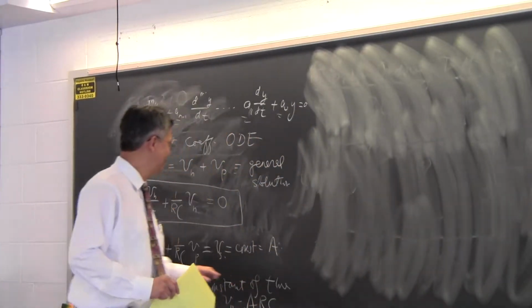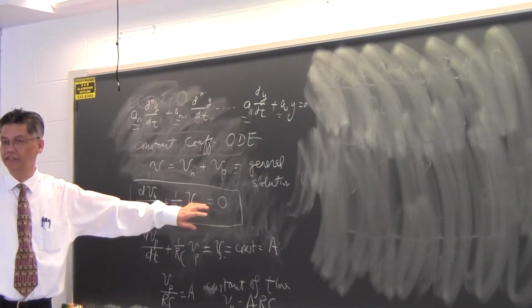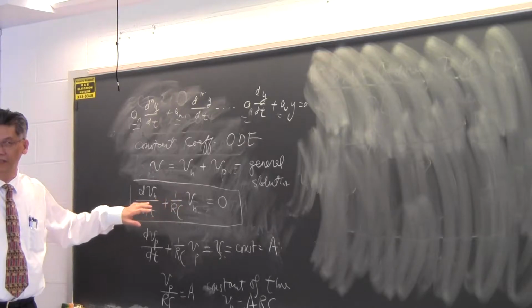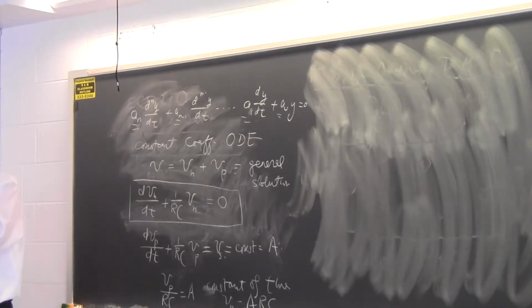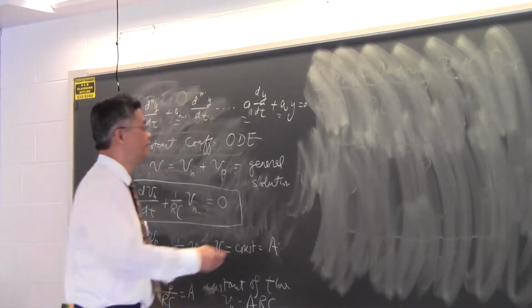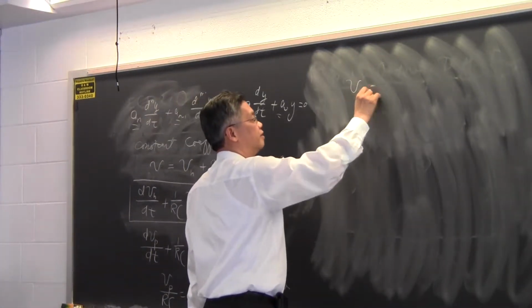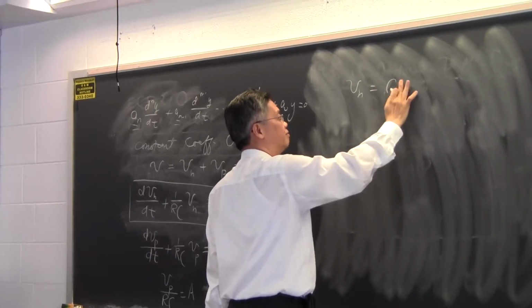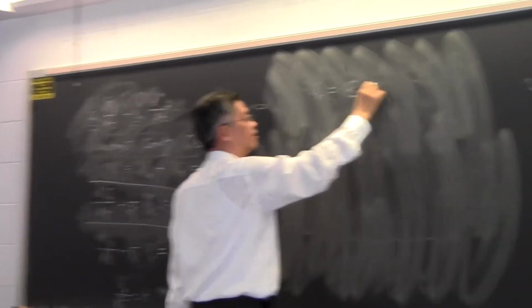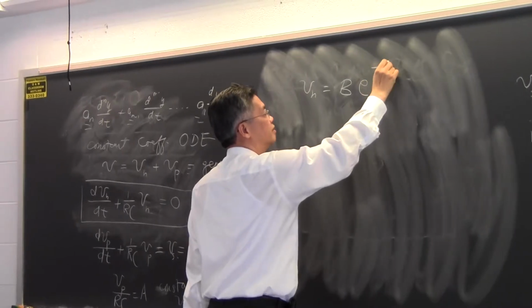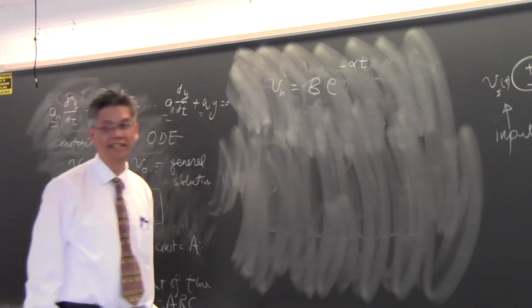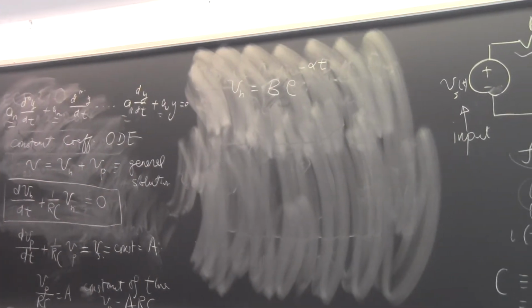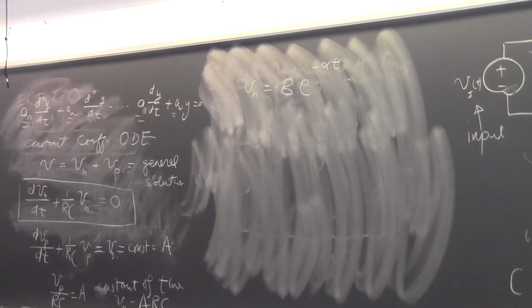It is a solution that can exist without any driving term, and it is a constant coefficient ODE. So the guess for a constant coefficient ODE is actually to let the solution be something of an exponential form, maybe A, B, C or not. I use B as a constant. This is usually the guess, the proposed solution to an ODE which has constant coefficients.